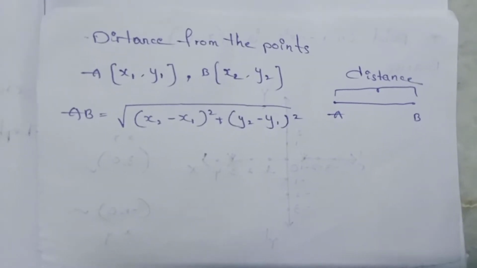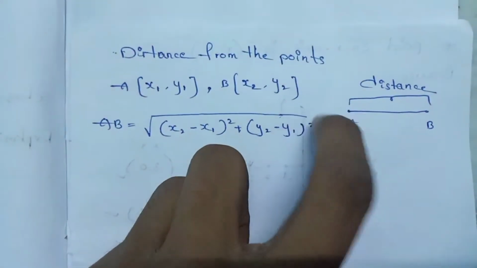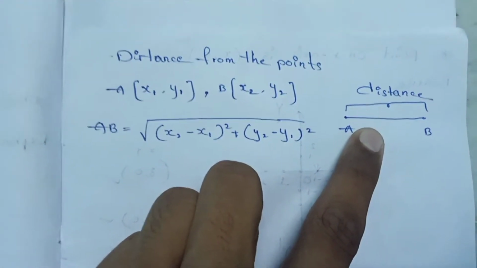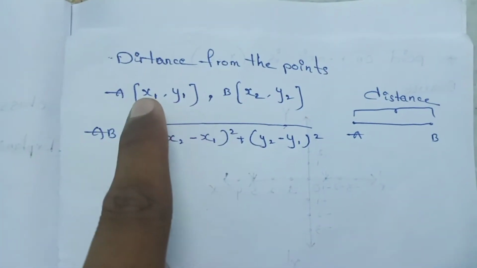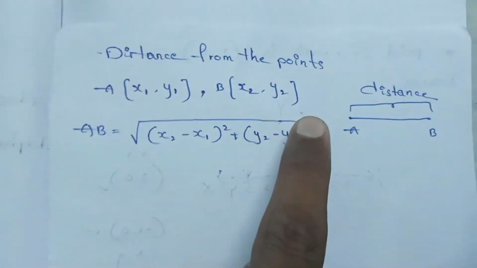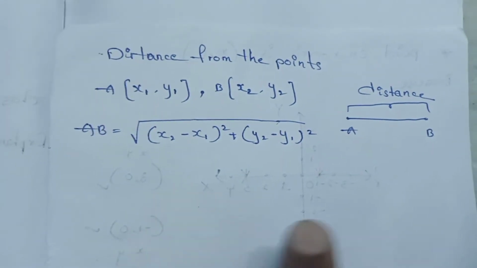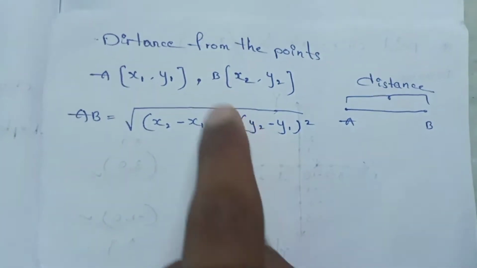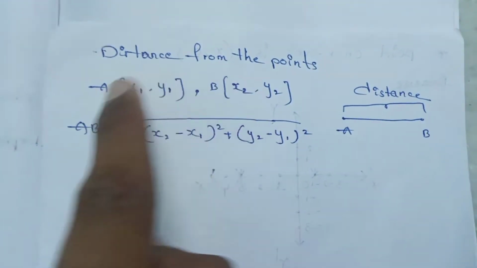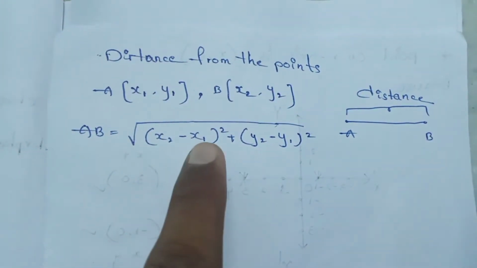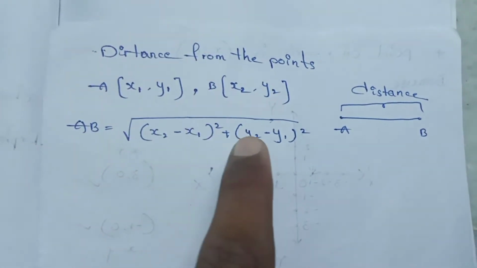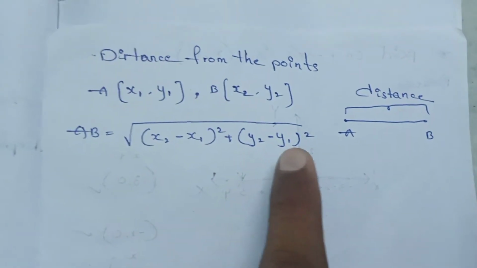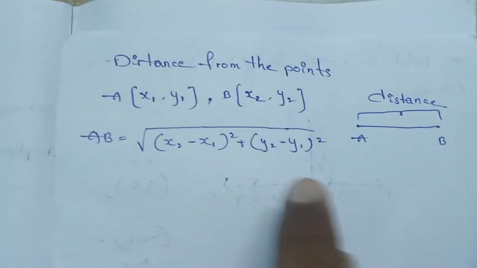Here, the distance between points. I am taking points A and B. Between these is called the distance, and A contains x1, y1 and B contains x2, y2. When we combine these, we get the distance formula. AB is equal to root of (x2 minus x1) whole square plus (y2 minus y1) whole square. This is the distance formula.